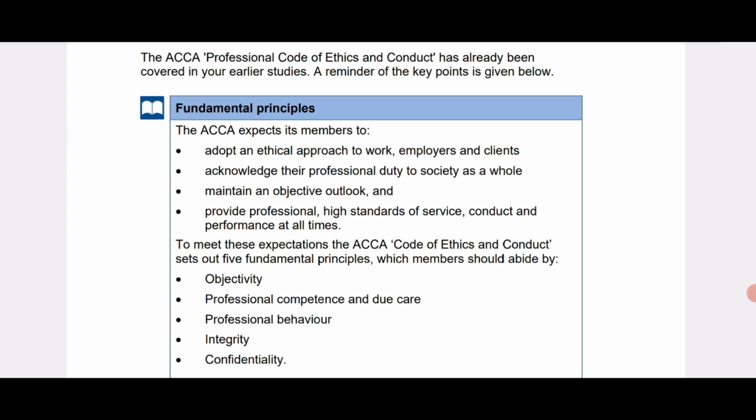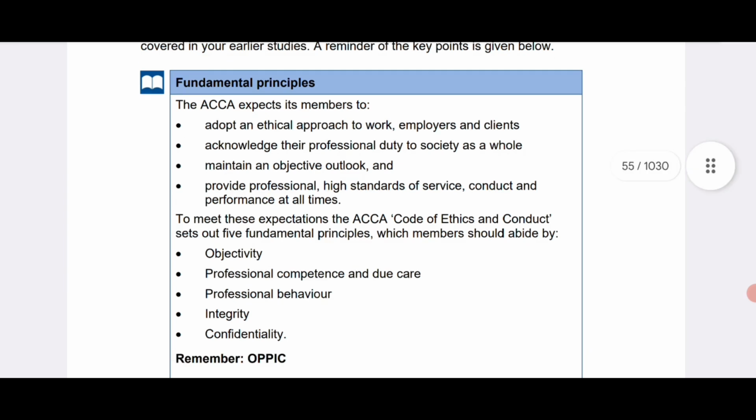Provide a professional, high standard of service, conduct and performance at all times, not for one hour, not for three hours, not for one meeting. It will be for all times. You are a professional, so you have to behave like a professional, with a high standard of service at home, at office, at your workplace, at your friend circle, everywhere.